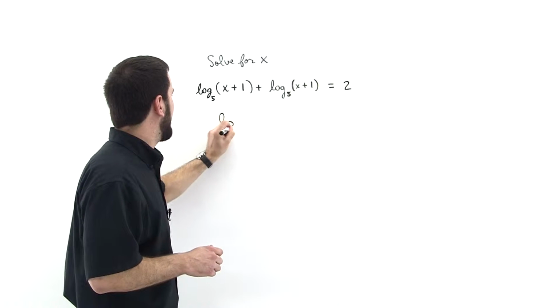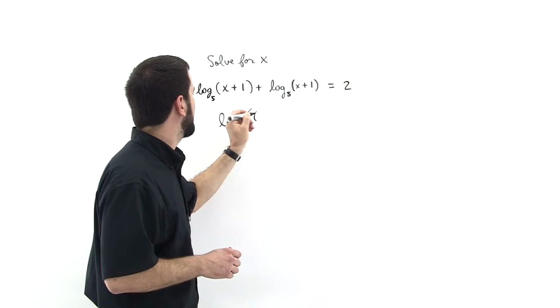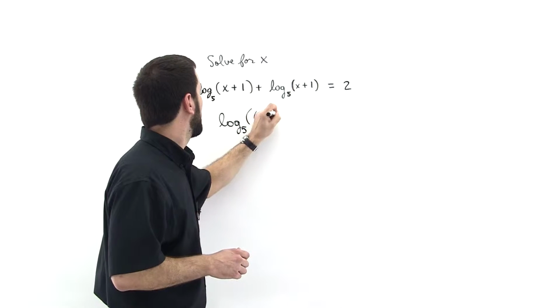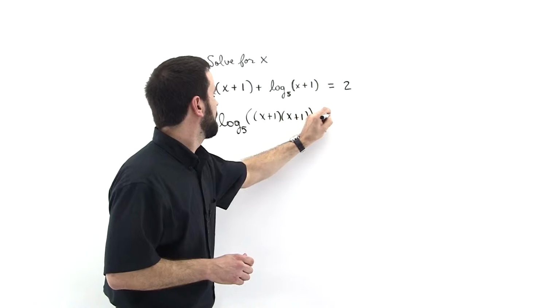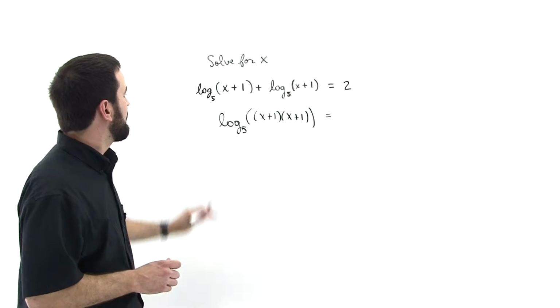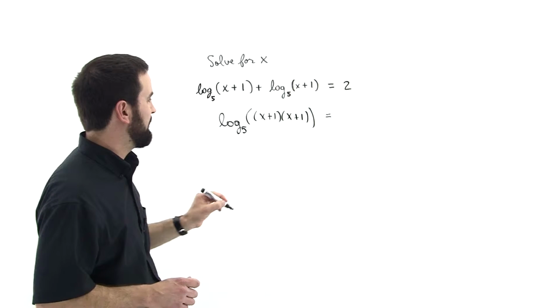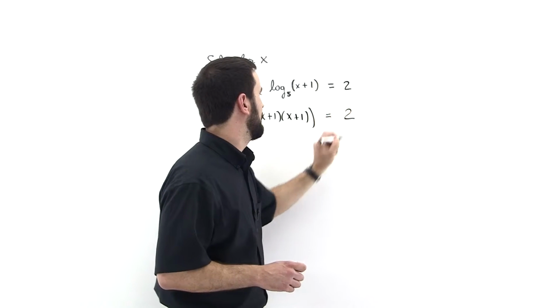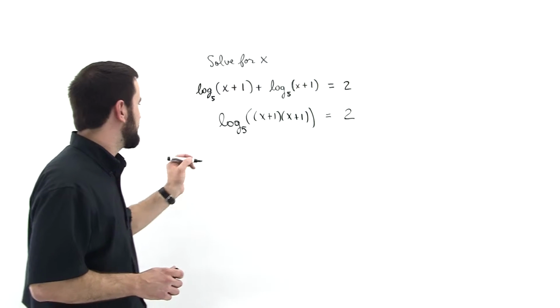This is the same as writing log base 5 of (x plus 1) times (x plus 1), like so. This argument is here and this argument is here. This is from the addition property for logs, and this is equal to 2. Okay, so we can FOIL now or we can FOIL later. Let's just go ahead and FOIL now.